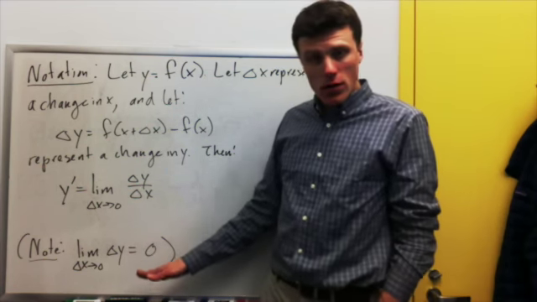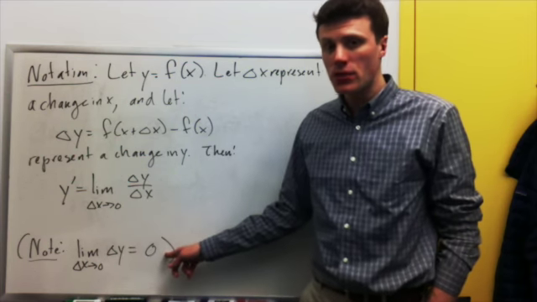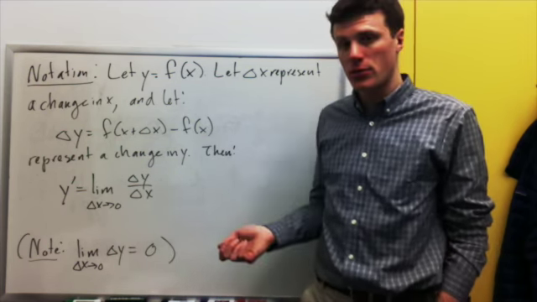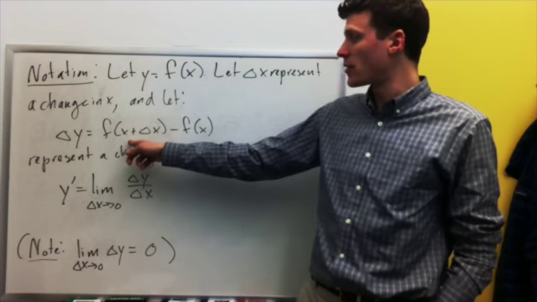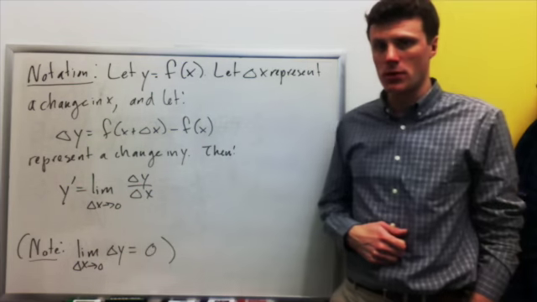I would also like to note that the limit as delta x goes to 0 of delta y is going to be 0 if we assume that the function is differentiable, because if it's differentiable, then it's continuous. So that means that f of x plus delta x will approach f of x as delta x approaches 0.